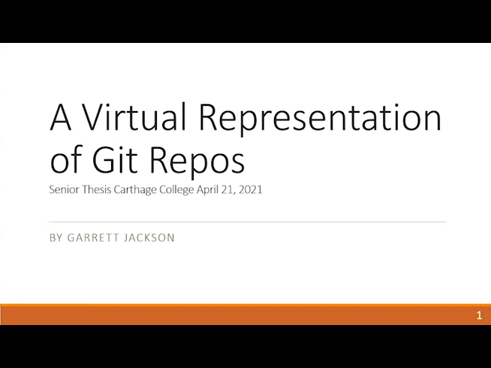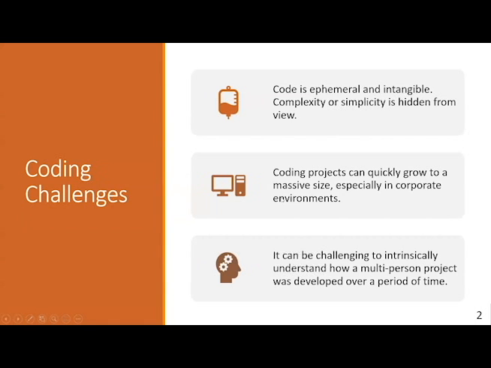My name is Garrett Jackson, and my thesis was to create a virtual representation of a Git repository or repo. So why do this? Well, for me, code is this ephemeral and intangible thing. Its complexity or simplicity is hidden from view. Coding projects can quickly grow to a massive size, especially in corporate environments. These coding projects can be so challenging to intrinsically understand how a multi-person project was developed over a period of time.